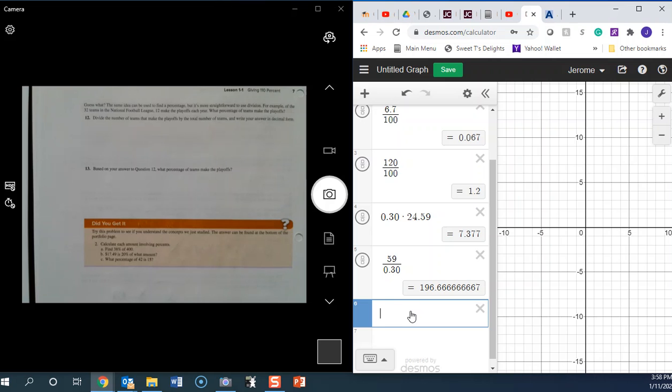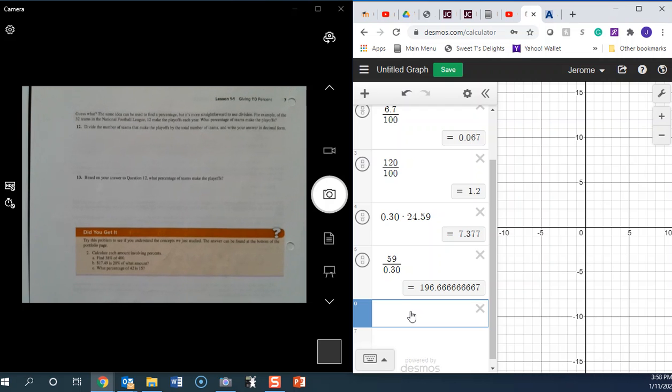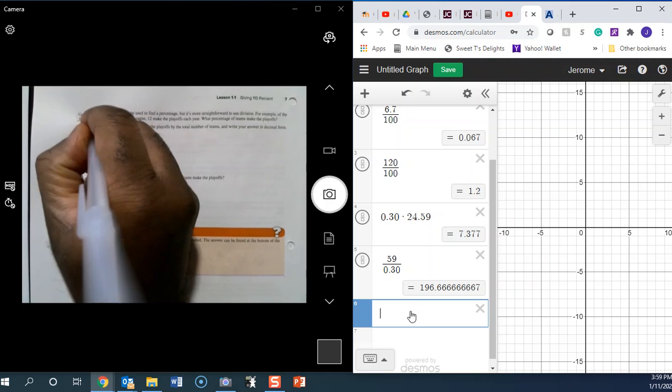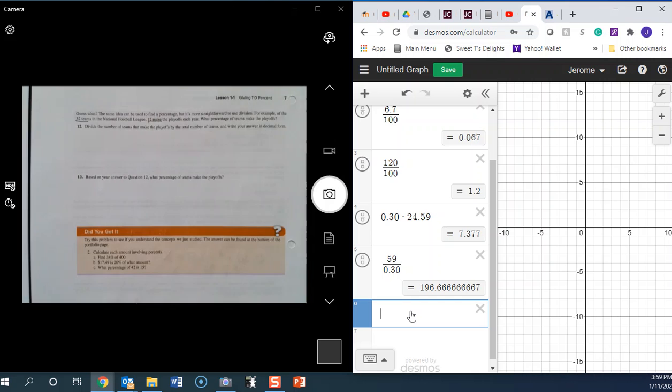Now we move on to the next page. It says here, guess what? The same idea can be used to find a percentage, but it's more straightforward to use division. For example, of the 32 teams in the National Football League, 12 make the playoffs each year. What percentage of teams make the playoffs? It says divide the number of teams that make the playoffs by the number of teams and write your answer in decimal form. Now they tell us here that it's 32 teams, 12 make the playoffs.